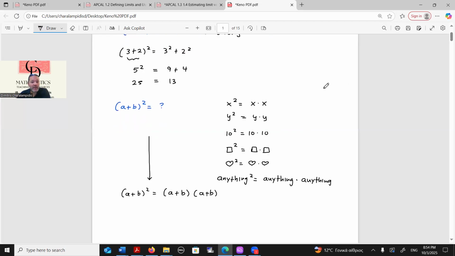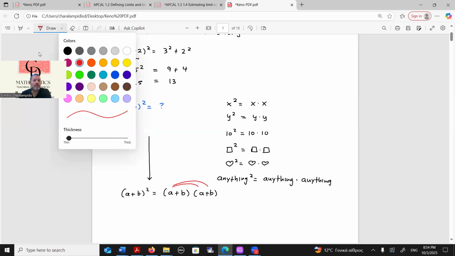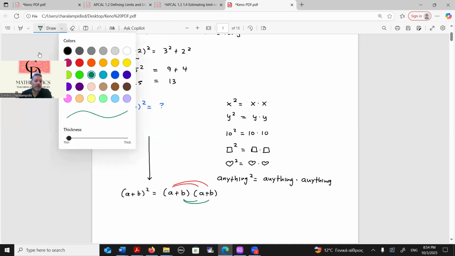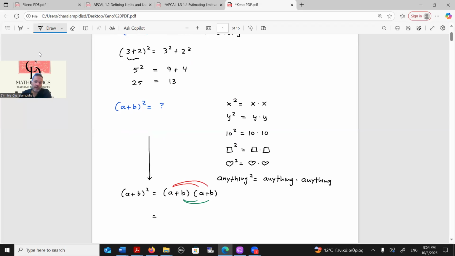So now we have something to work with, because we know that in order to do the expansion of this, A plus B times A plus B, it's something we call double distribution. We just need to multiply every single term of the first bracket with every single term of the second bracket. So let's do it together. A times A should be A squared. A times B, it's AB. B times A, it's BA. And then B times B, it's B squared.